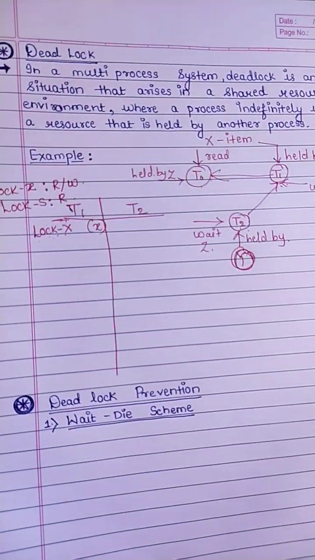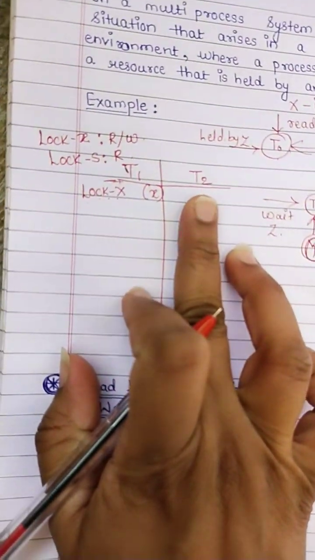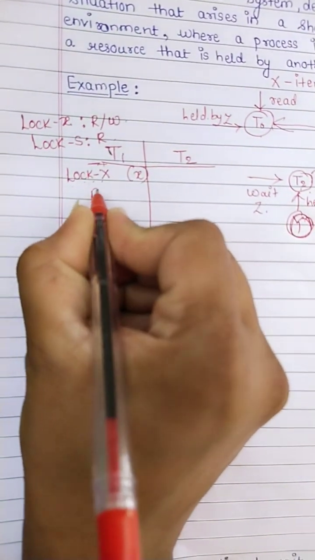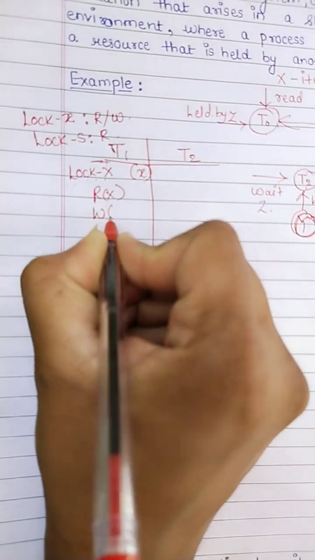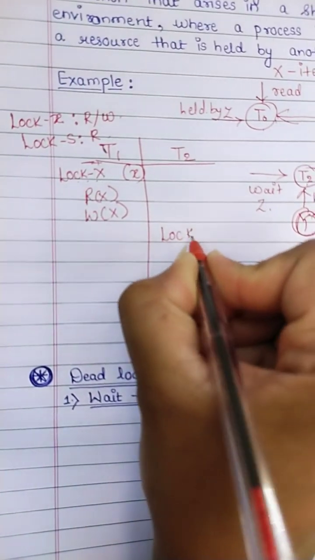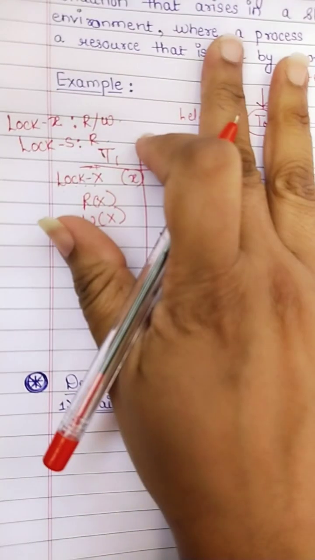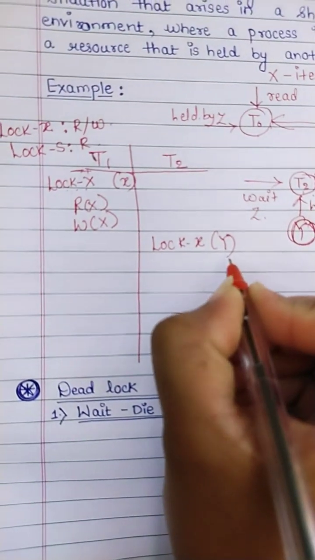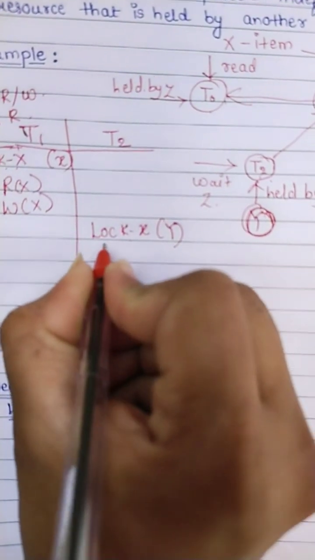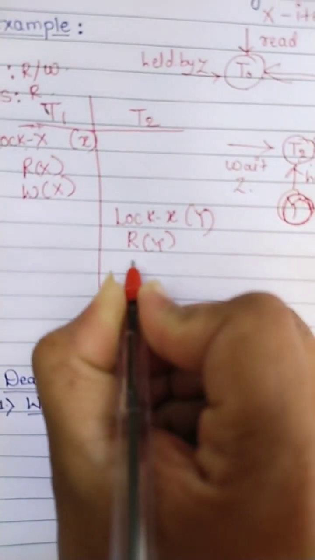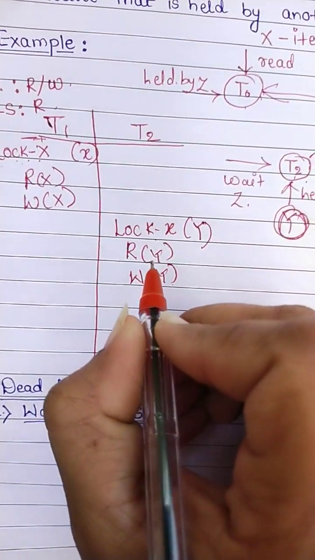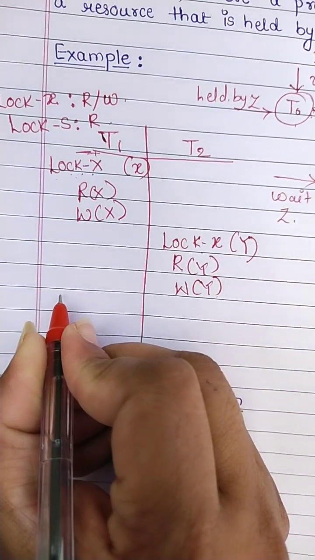Now T1 will use an exclusive lock on data item X. It is going to read that data item and write that data item. Next, T2 will use an exclusive lock on data item Y. Since T2 is using an exclusive lock, the data item can be read and written by the transaction.